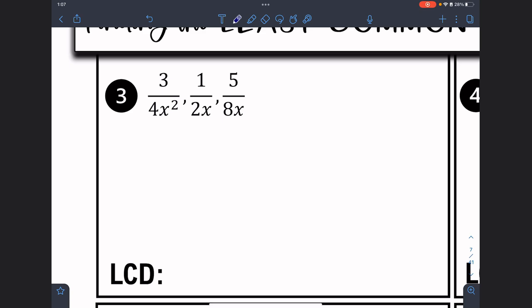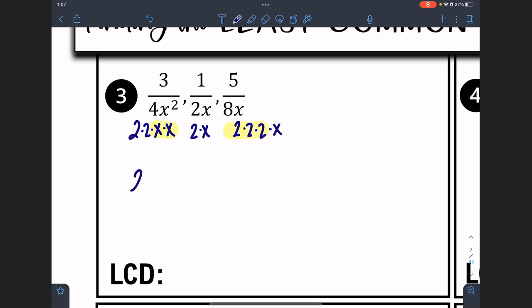So 4x squared is really 2 times 2 times x times x. 2x is really 2 times x. 8x is really 2 times 2 times 2 times x. So out of each of these denominators, I'm looking for the most amount of times each factor repeats itself. So 2 and x are my factors, right? Those are the only numbers and variables that I see. So x repeats itself at most 2 times. 2 repeats itself within a given group at most 3 times.